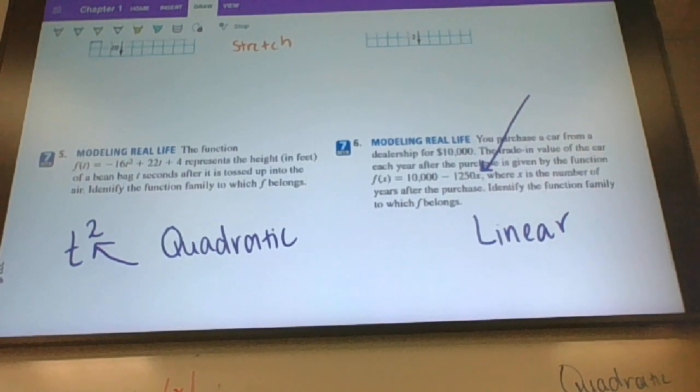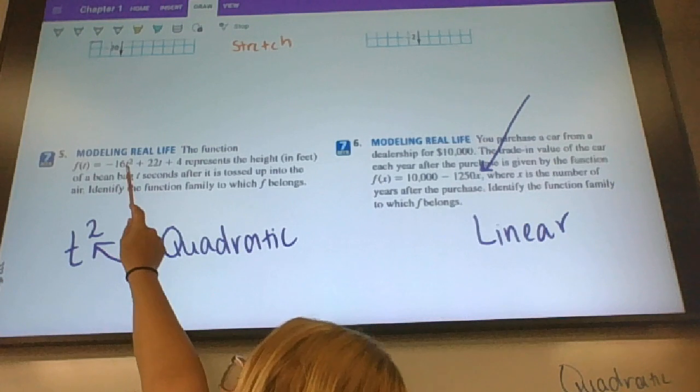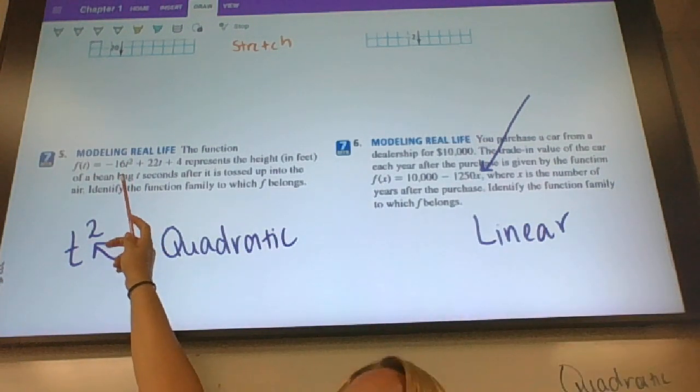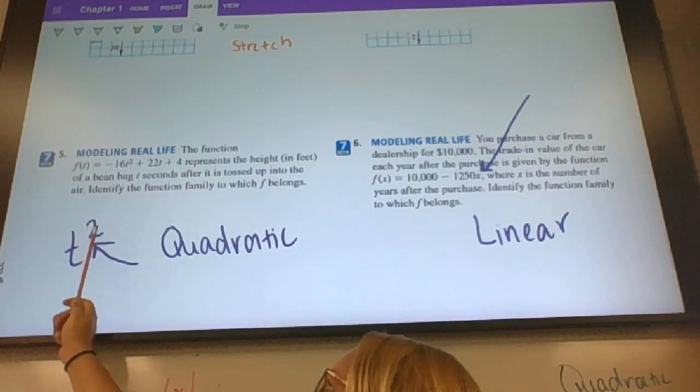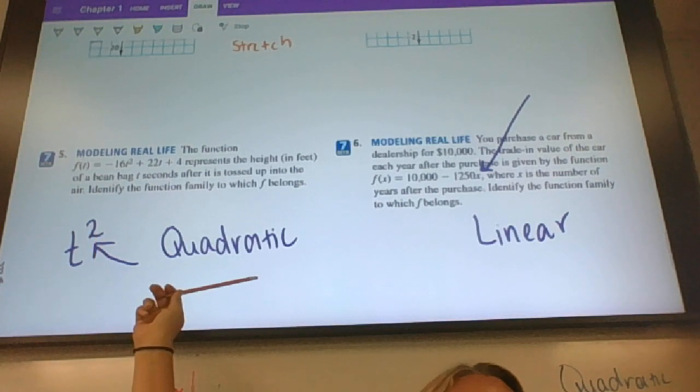All right, and your word problems, all you had to do was try to say which function family it belonged to. So how did I know that the word problem about the pebble, is it a pebble? The beanbag. How did I know the beanbag belonged in the quadratic function family? Because the variable t is squared. T stands for time. It could be x. It could be anything. If the variable is squared, if there's a power of 2, call it quadratic.